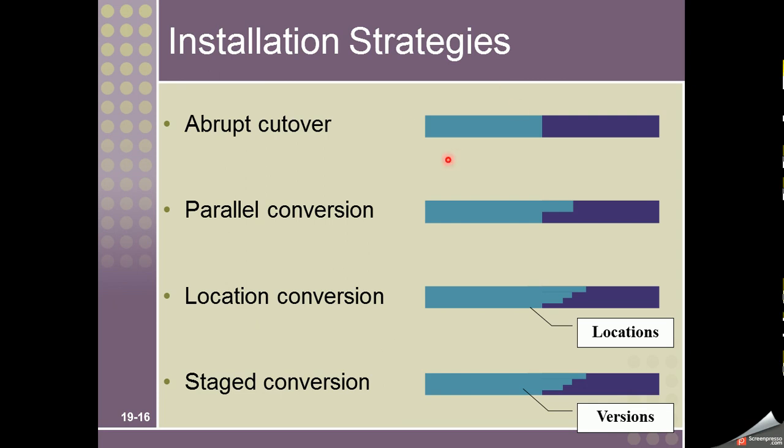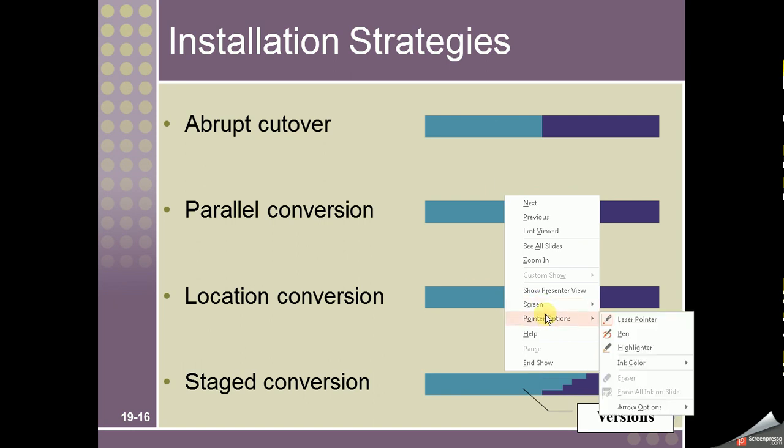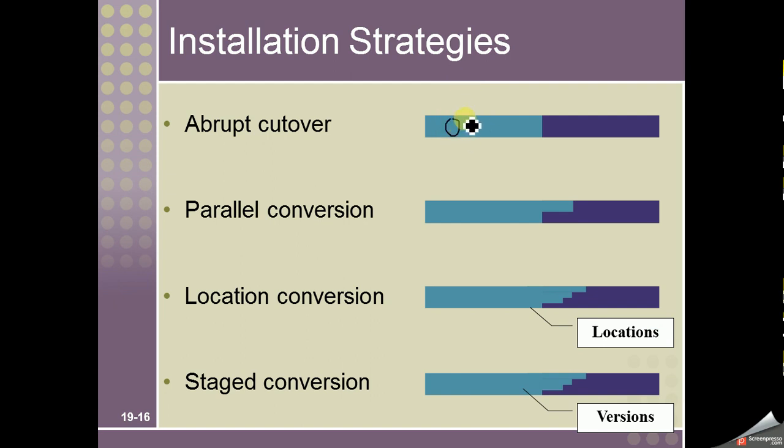Now talking about system conversion, there are different strategies to convert from the old to the new system. Here in all these diagrams, we have 4 strategies: abrupt cutover, parallel conversion, location conversion, and stage conversion. And in all of these diagrams, the light color represents the old system and the dark color represents the new system, right? So this is the old system and this is the new system. The light is old and the dark is new.